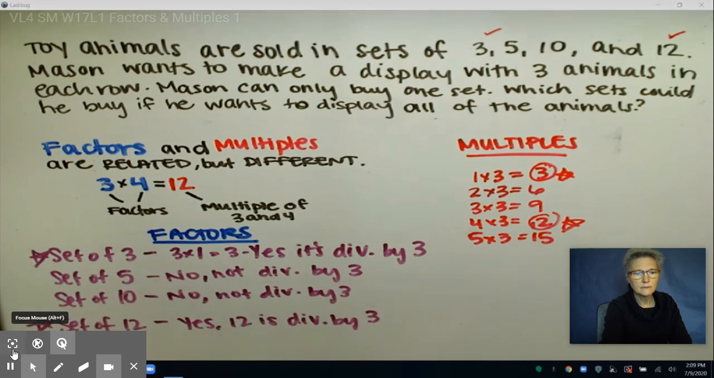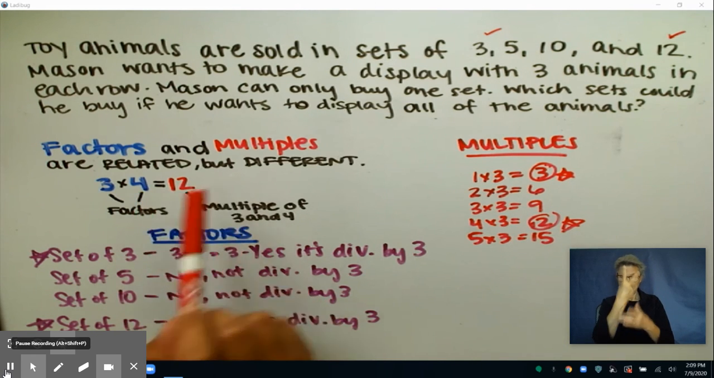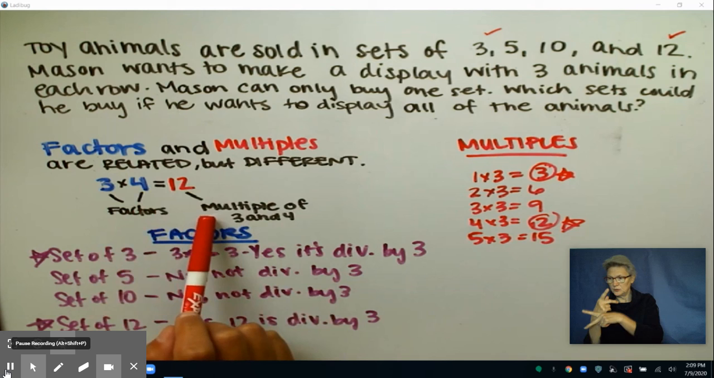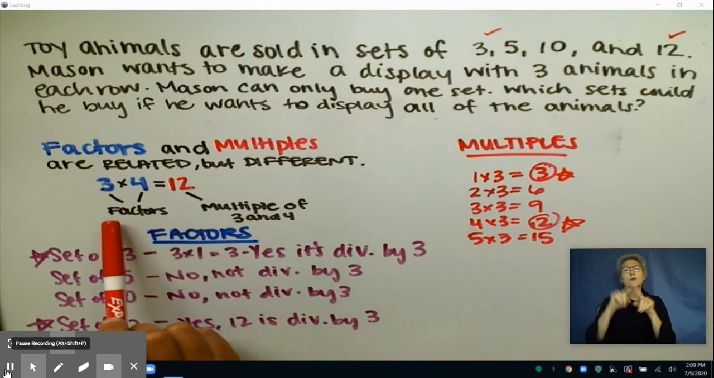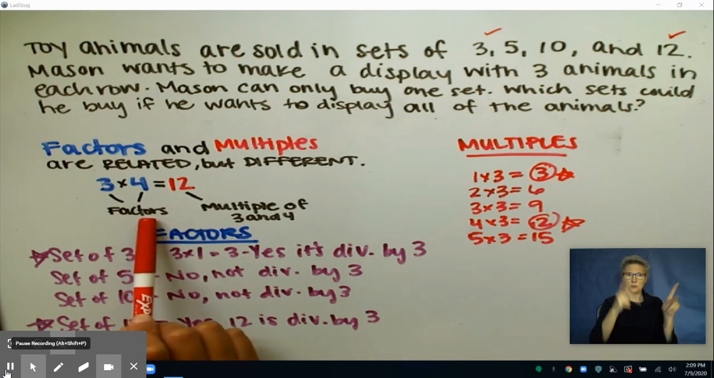Remember, while both of these factors and multiples are great strategies to use, it's important to understand the difference. Multiples are the product of a multiplication sentence, and our factors are the 2 numbers that we're multiplying together.